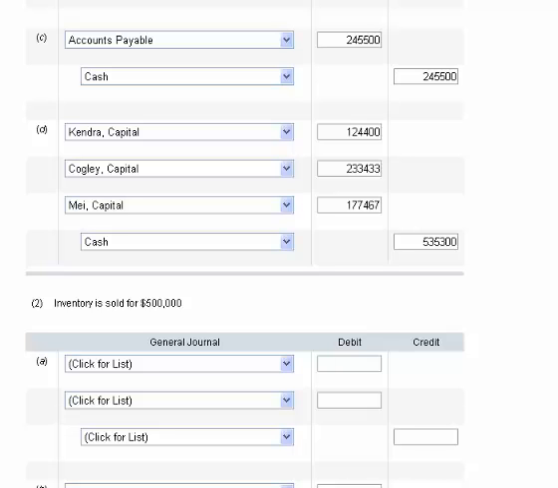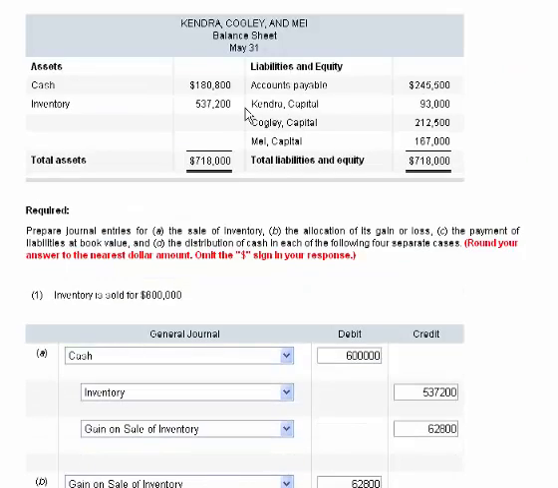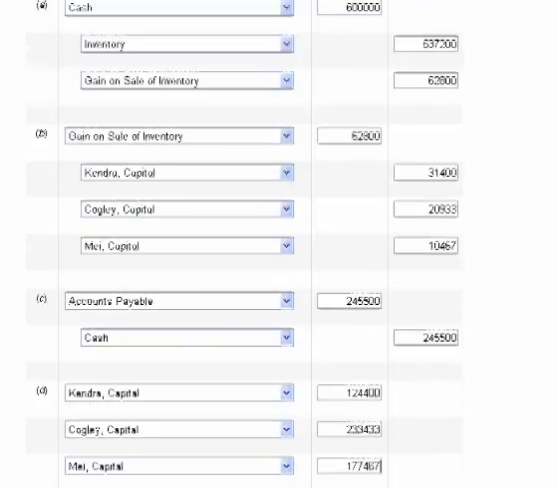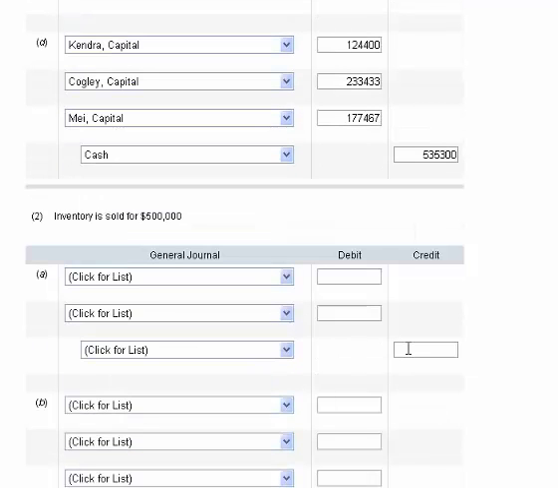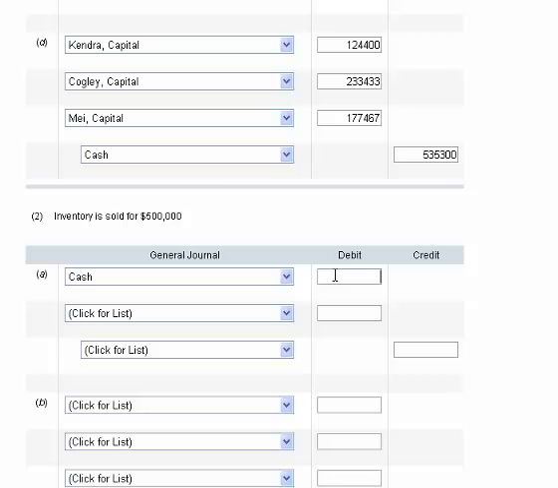Okay, now they tell us that inventory is sold for 500,000. I'm going to slide back up. We had inventory on the books for 537,200. So if we sell all of that, we know we're going to collect cash of 500,000.